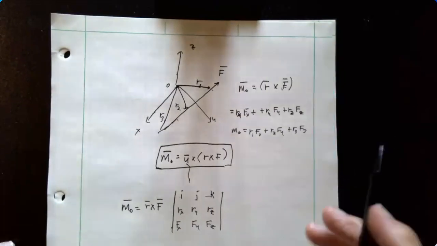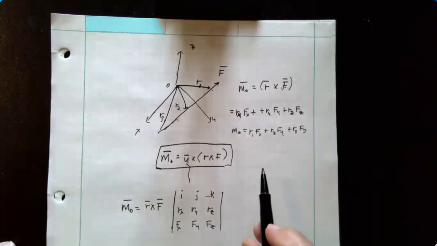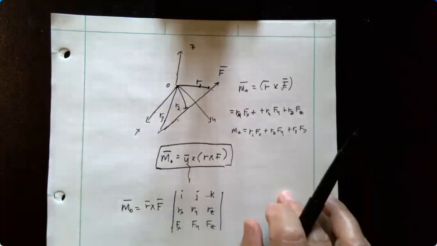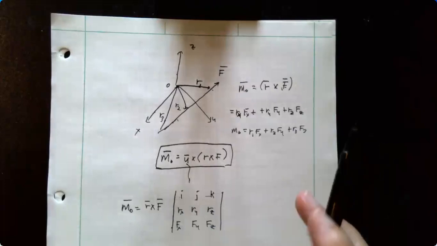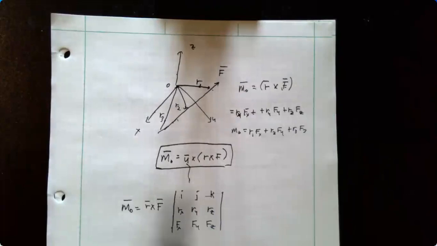And the resultant moment of a system of forces, if you have a system of forces, it's just a summation of these cross products. So as you would do sum of forces, if you have a system of moments, you add the moments individually and come up with the total moment that you're going to be looking at.